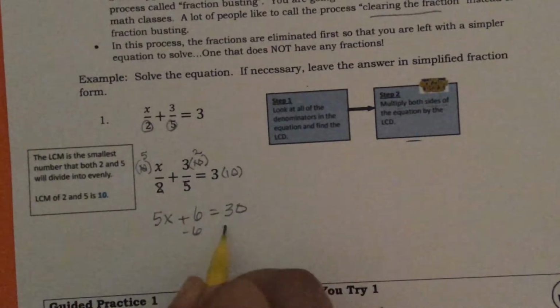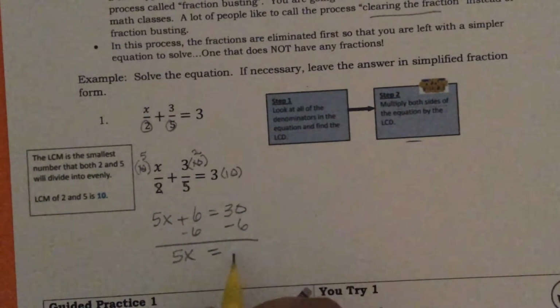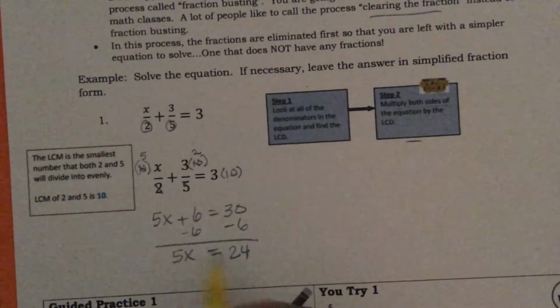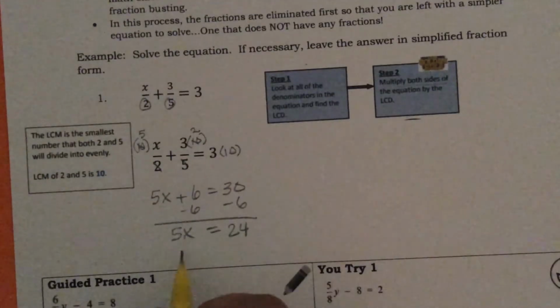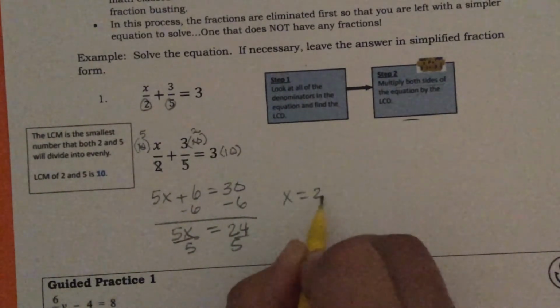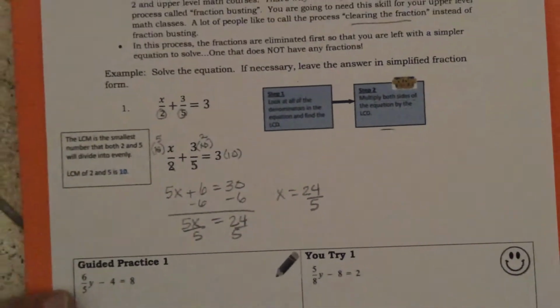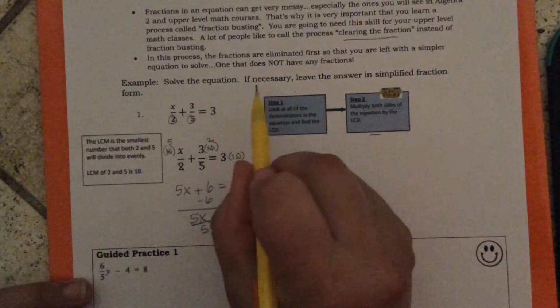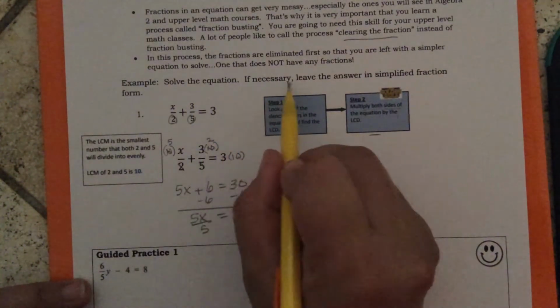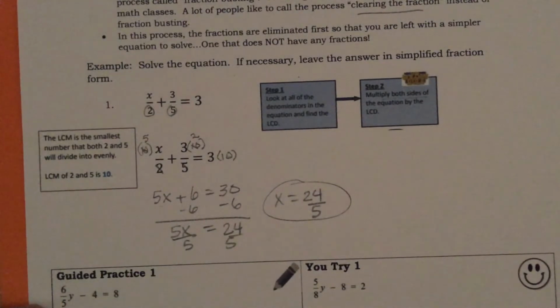We're going to subtract the 6 on both sides, bring down the 5x, and 30 minus 6 is 24. We're going to end up dividing everything by 5, so I'm going to divide this by 5, and we get x is equal to 24 over 5. Now, you don't have to turn it into a decimal unless you really want to, but I would read the instructions. It says, solve the equation. If necessary, leave the answer in simplest fraction. So 24 over 5 cannot be reduced or simplified anymore, so I'm just going to leave it like that.